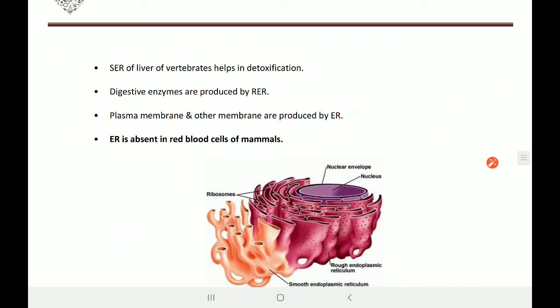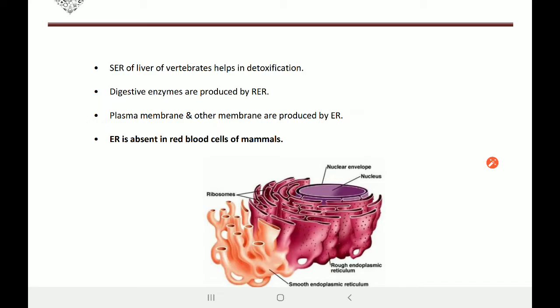But as I said already, every organ of the body has different cells, and their functions are different. So the liver has cells, and in those cells we find smooth ER, and that smooth ER helps in detoxification. Even the digestive system has ER, and that produces some enzymes. Of course, plasma membrane and other membranes are also produced by ER.